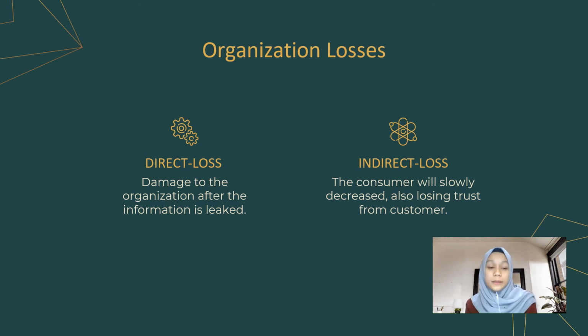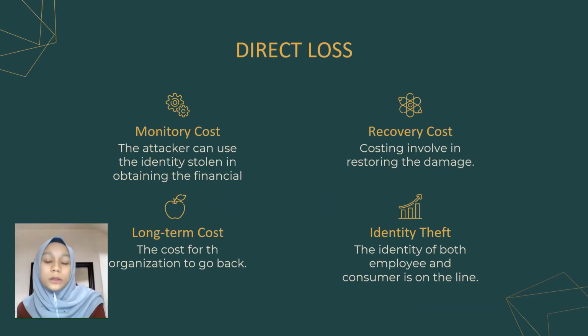The impact of a phishing attack on the organization involves both direct and indirect loss. Direct loss is where the organization has to go through the damage done by the phishing attack, such as monetary costs, recovery costs, long-term costs, and identity theft. Without any doubt, once the information is stolen, the identity of the individual, whether the employee or the consumer, is no longer safe, and the chance of the identity being used by another person is quite high, because usually it will be sold on the dark web.